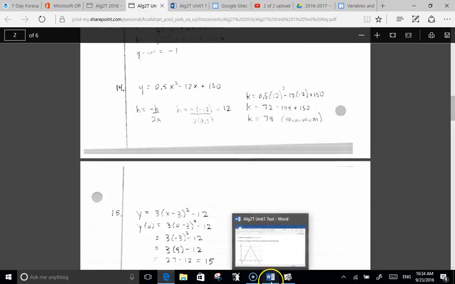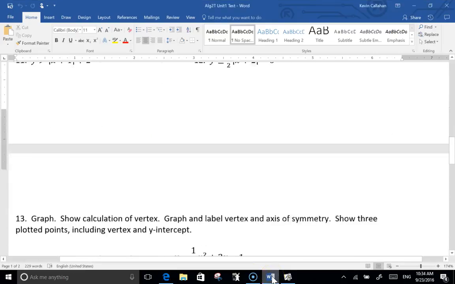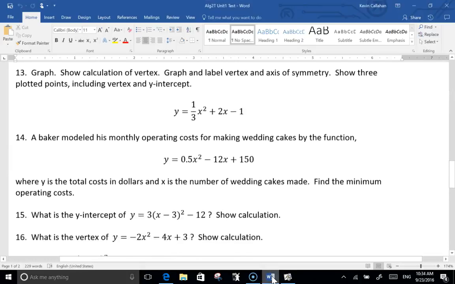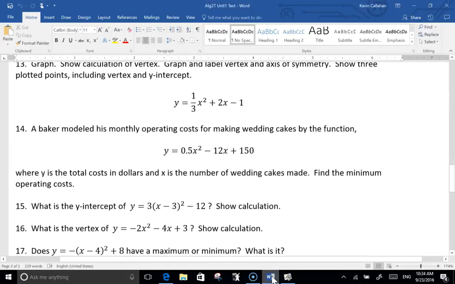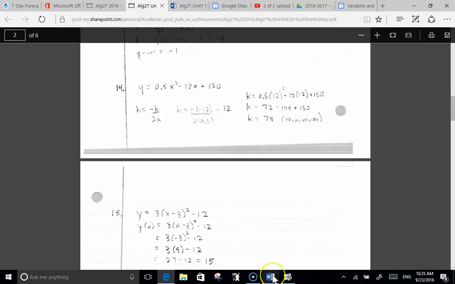Number 14 said, a baker modeled his monthly operating costs for making wedding cakes by the function. There it is. Find the minimum operating cost. What are they asking for when they're asking for the minimum value of a quadratic function? The vertex. And how do you find the vertex? -b/2a, and then plug that in. So here's the work that would have gone with that.